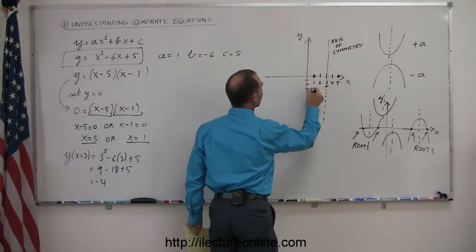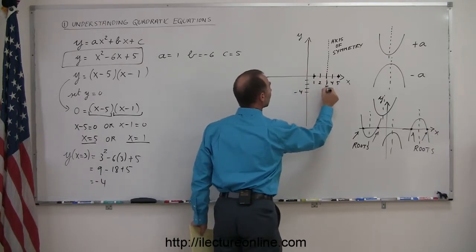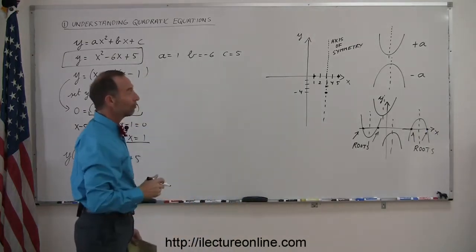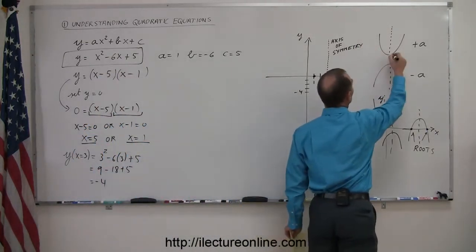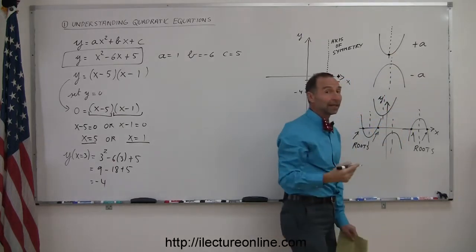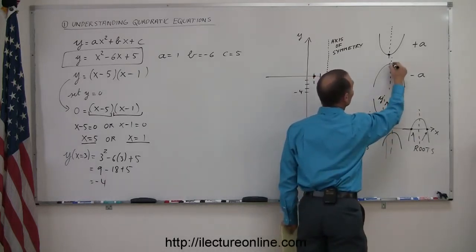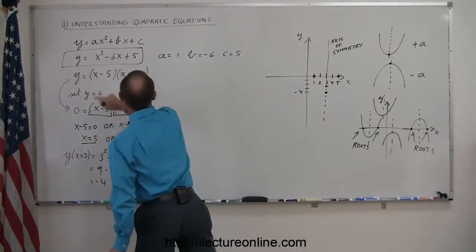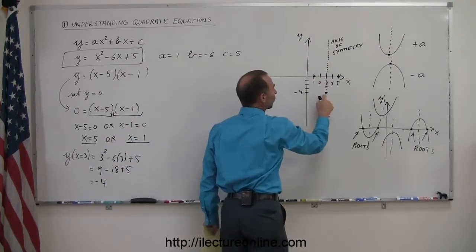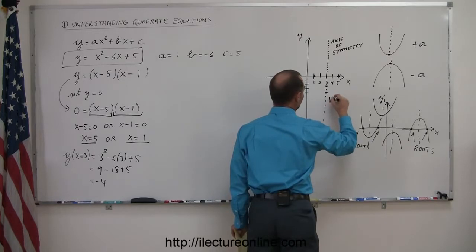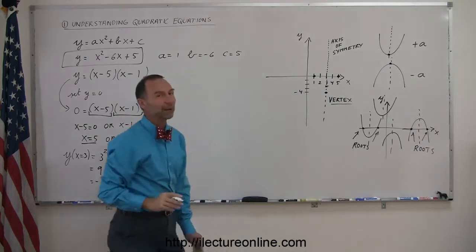So 1, 2, 3, 4. That's negative 4 right here. So x equals 3, y equals negative 4. That is the bottom or top point of my parabola. If my parabola opens upward, the lowest point is this point right there. If my parabola opens downward, then my highest point will be that point right there. In this case, since a is a positive number, my parabola opens upward, so this will be my lowest point on my parabola, also known as the vertex.